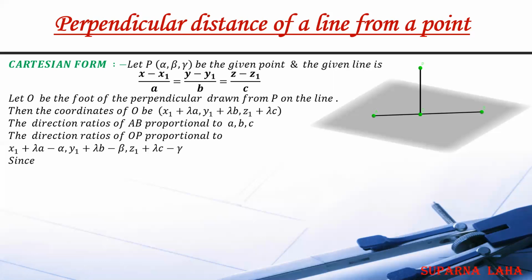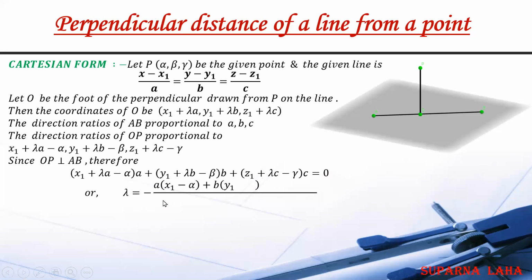Now if they are perpendicular, that means if we multiply them, this equation should be equal to 0. So from here just find the value of lambda. If you have the value of lambda, you can find the coordinate of O. Now you have the points P and O. Look at the figure, P and O, and you need to find the distance OP. So you can easily use the distance formula and find the perpendicular distance from P to the line AB, that is OP.